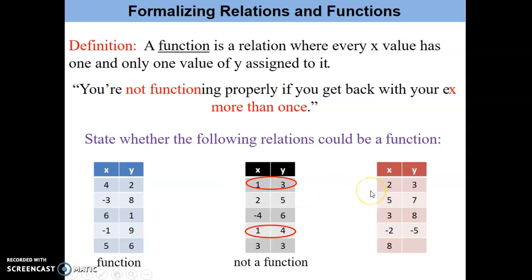For our last table here, we have a relation, a set of ordered pairs, and we want to know, is this a function? Well, we've got to look at the x's, right? So 2, 5, 3, -2, and 8. None of those were repeating, so that means this is a function, right? Ooh, no, it's not going to be a function because not every x value has a y value paired with it. And remember, every x has a y assigned to it. That was part of our definition. So this would actually not be a function.